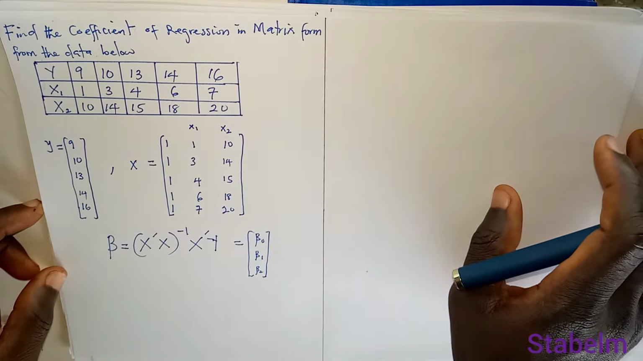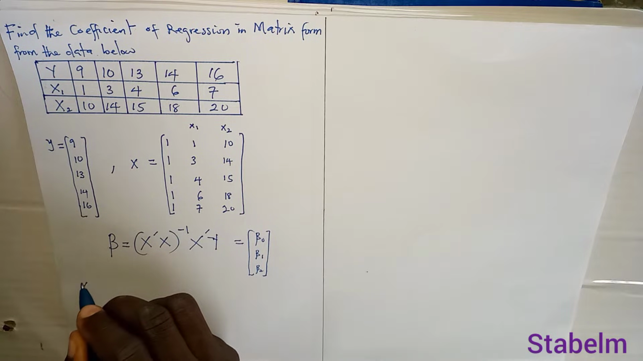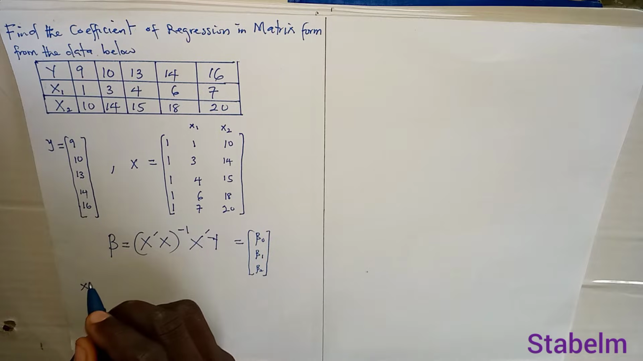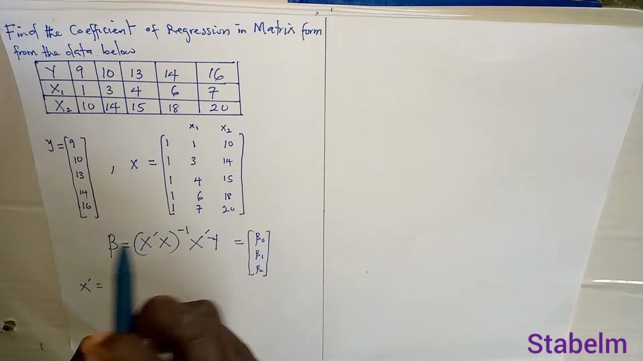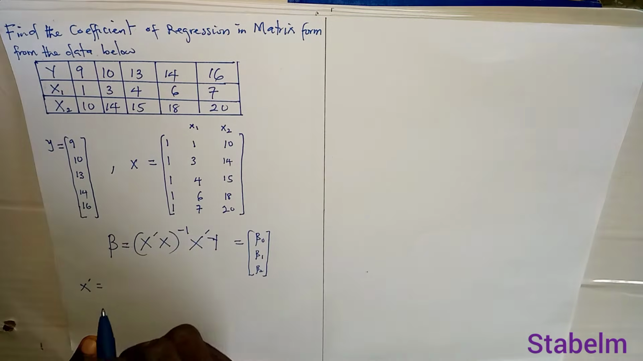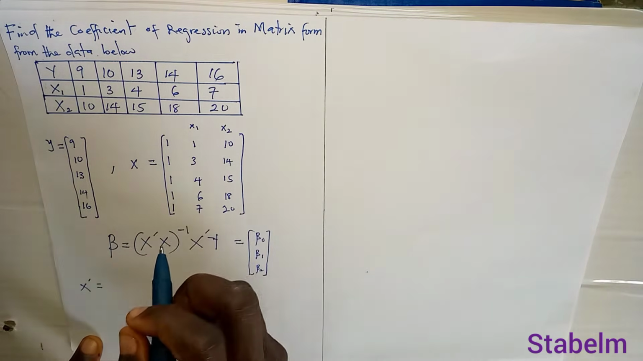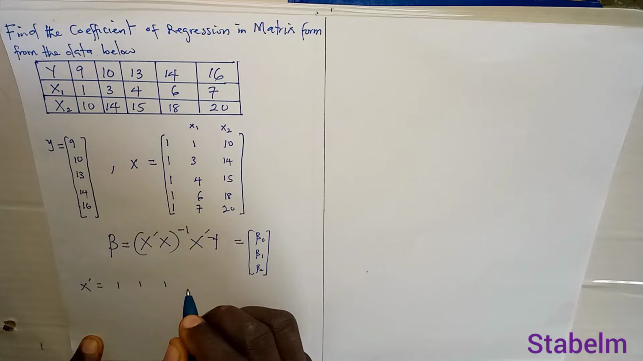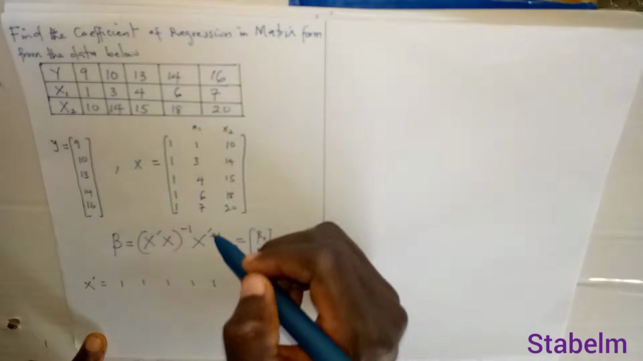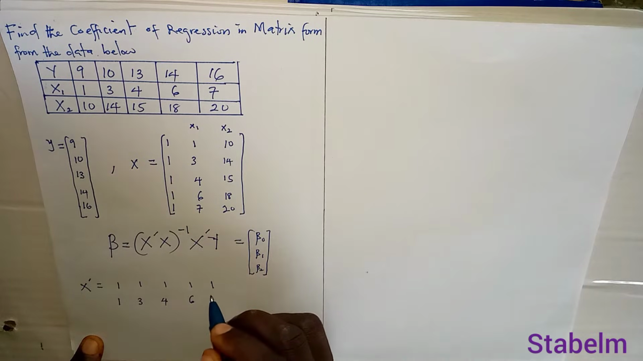Now let's look at the transpose of X. X transpose will be, all the rows become columns and the columns become rows. This is the first column, and the first column becomes the first row. So we have 1 1 1 1 1, and the second column becomes the second row: 1 3 4 6 7.